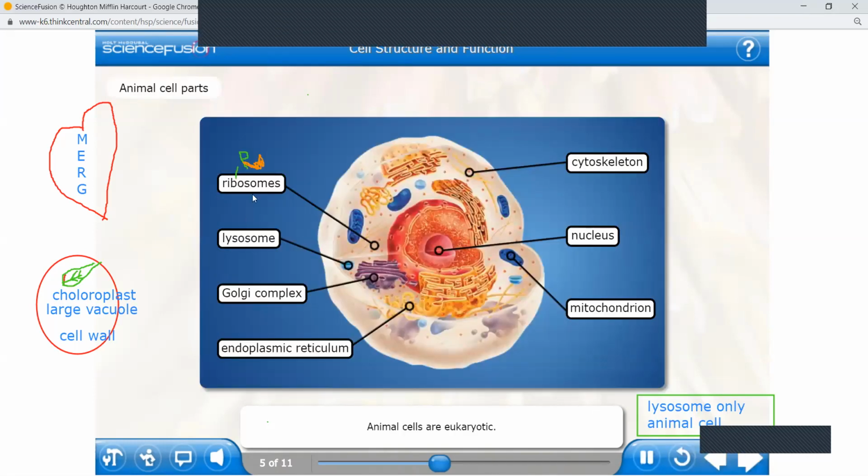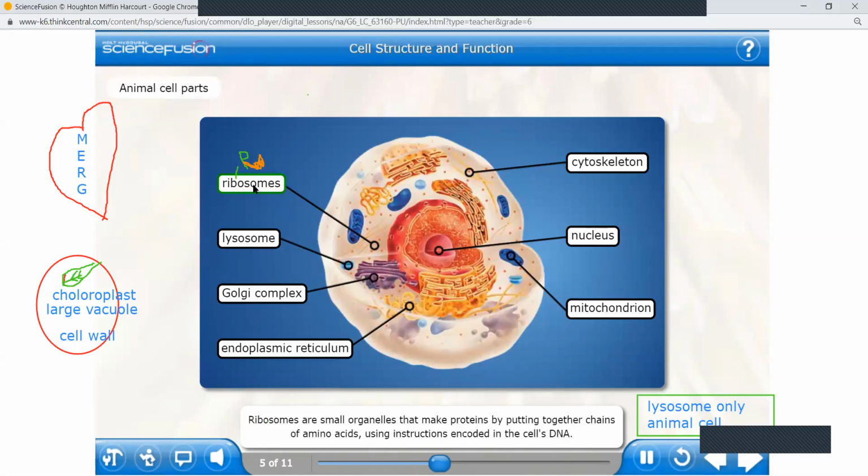Again, I will click on ribosome. Animal cells are eukaryotic. Ribosomes are small organelles that make proteins by putting together chains of amino acids using instructions encoded in the cell's DNA. Prokaryotes also have ribosomes.